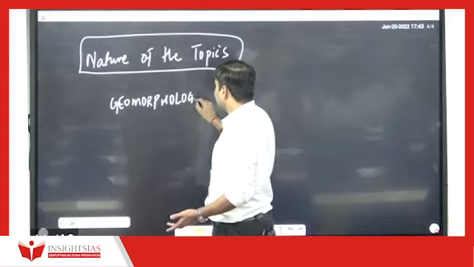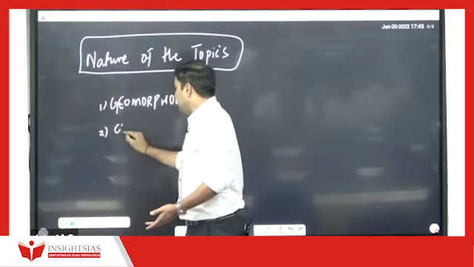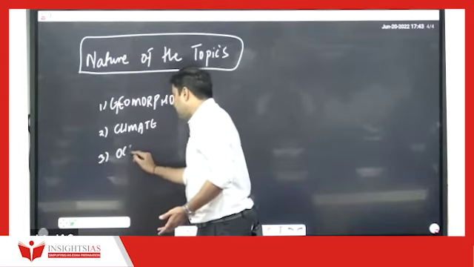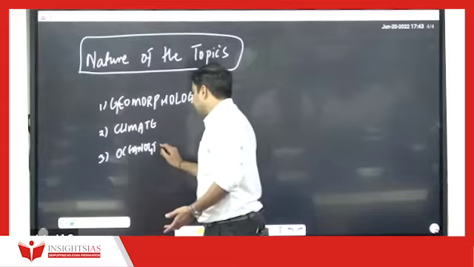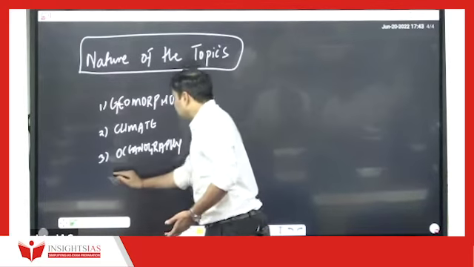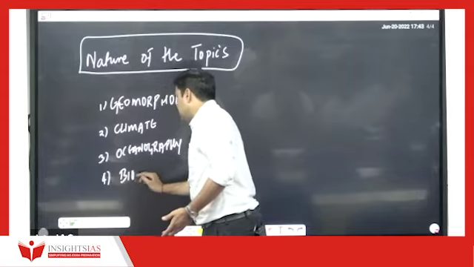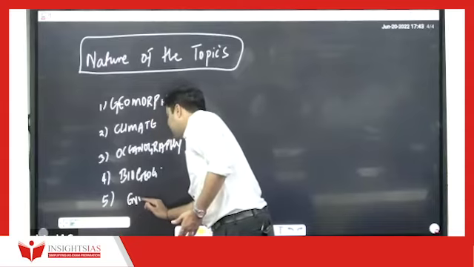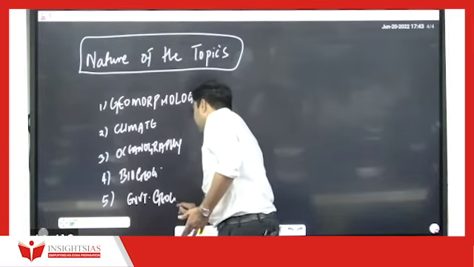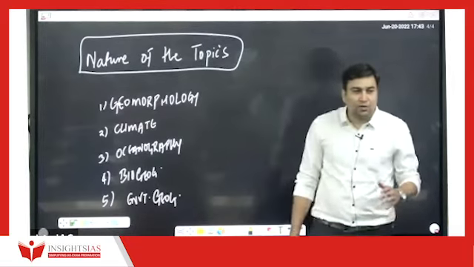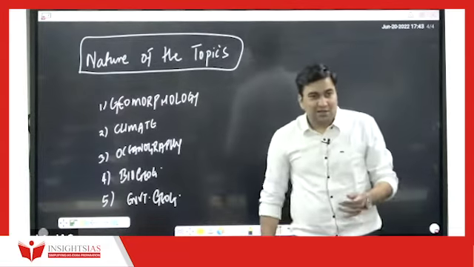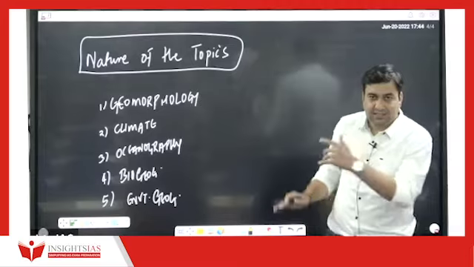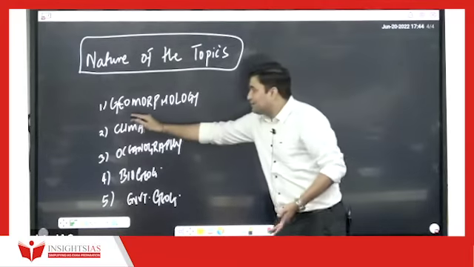Geomorphology. Second is climatology. You have oceanography. Fourth, you have biogeography. And fifth, you have environmental geography. Why am I writing all these things today? Because we are going to debunk all the myths. Definitely the syllabus is vast, but it is not that it is very huge. Let us understand through rationality.